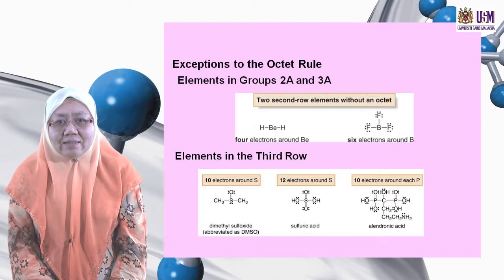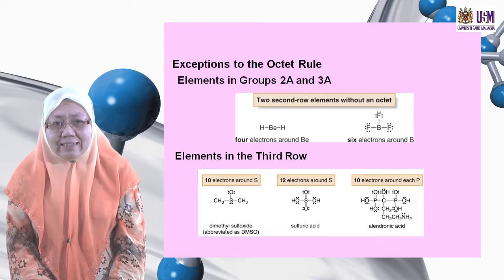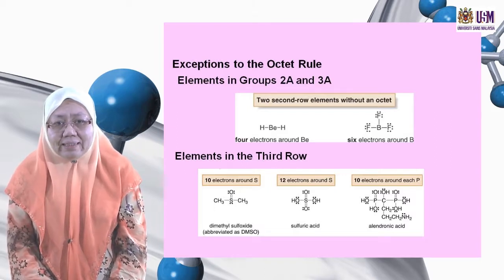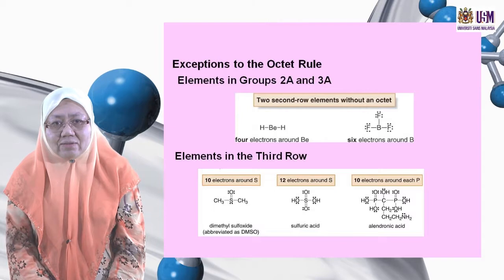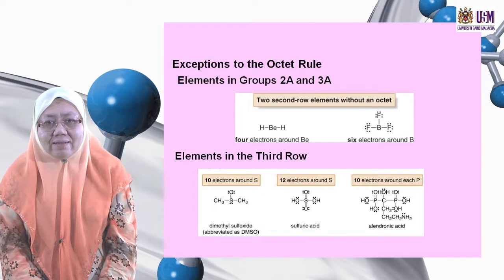And elements in the third row, we can see sulfur in dimethyl sulfoxide, which is DMSO. So the sulfur atom in the middle actually has two bonds with oxygen and a bond each with carbon and a lone pair. That makes a total of 10 electrons around the sulfur atom. But in sulfuric acid, as we can see, it has two double bonds with two oxygen atoms and two single bonds with the other oxygen atoms. There are actually 12 electrons around the sulfur atom.